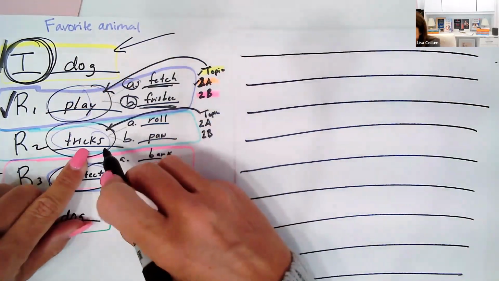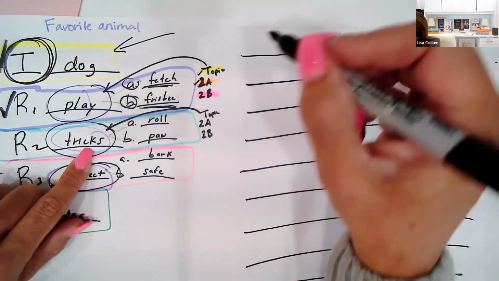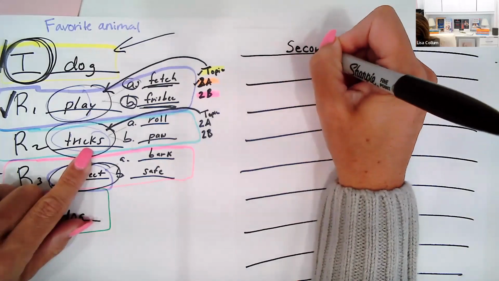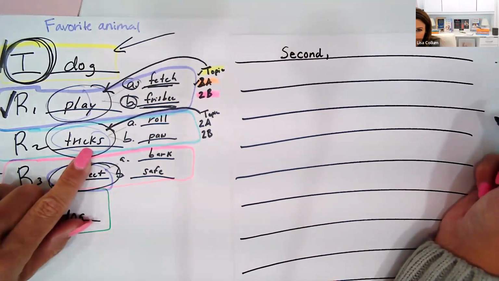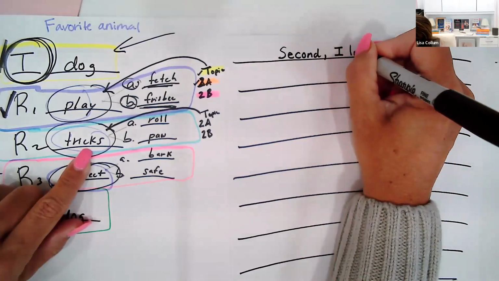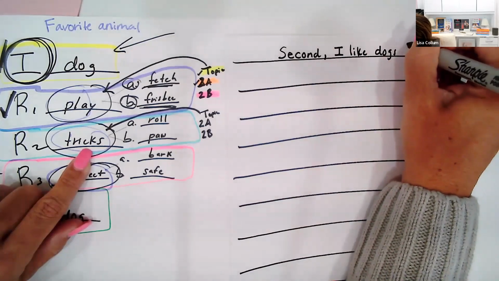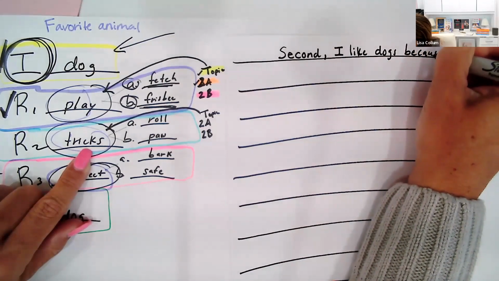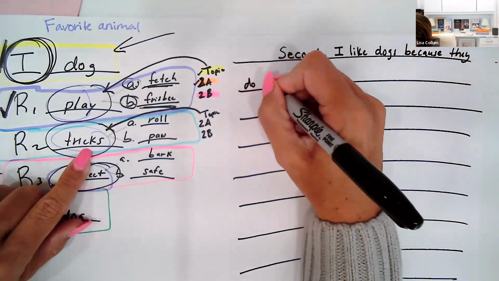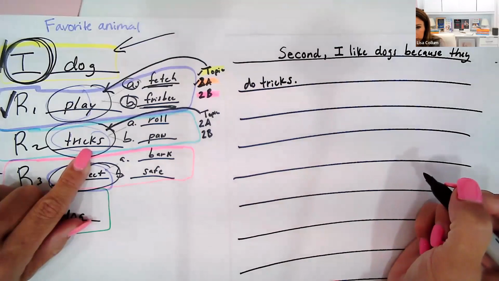So I'm going to start with my T sentence, topic, which is about tricks. And I'm going to indent. I'm going to start with the transition word second, and I always put a comma after my transition word. Second, I like dogs because they do tricks, period.